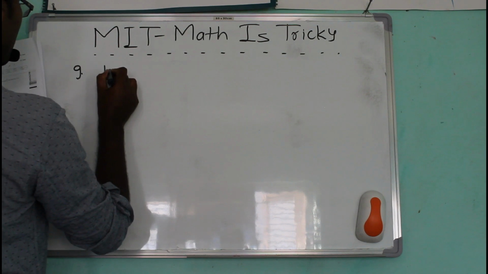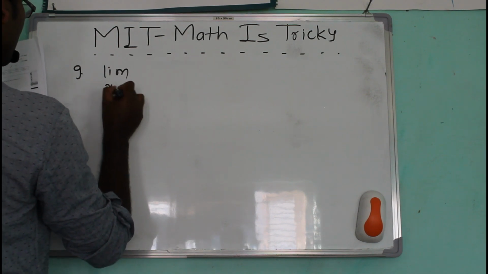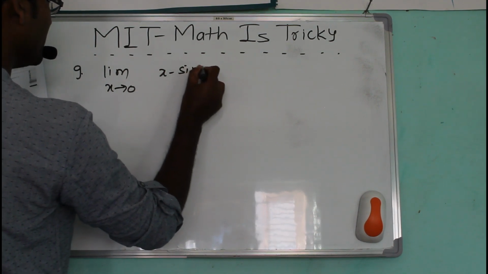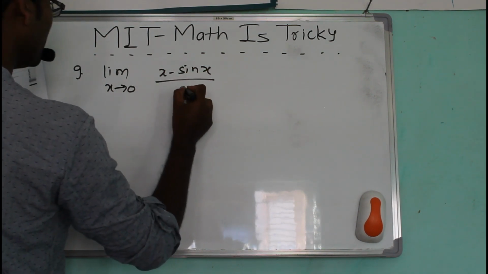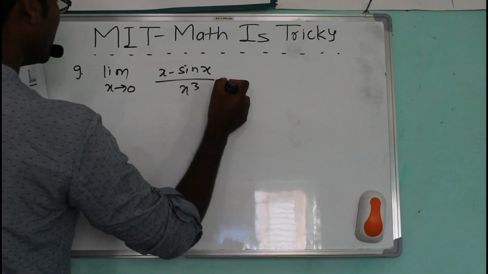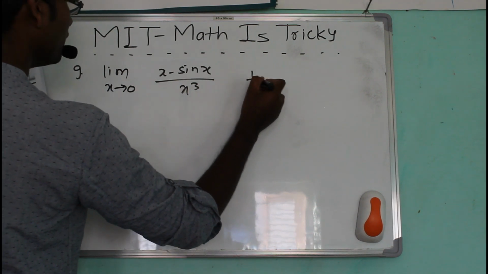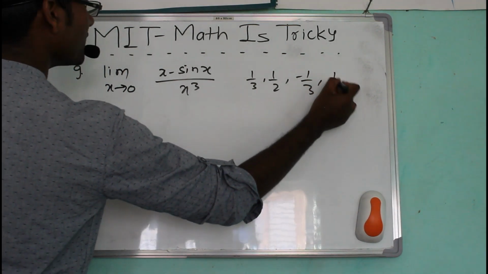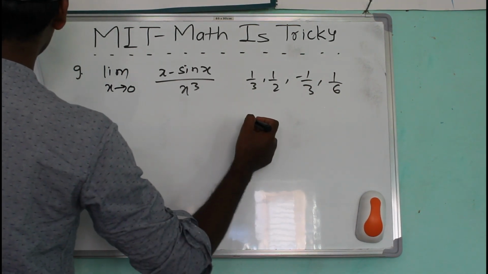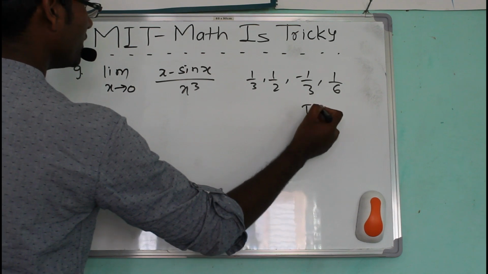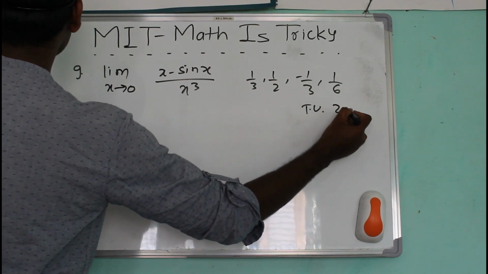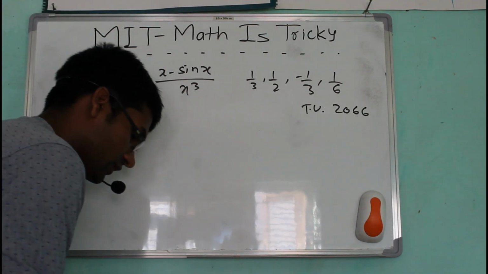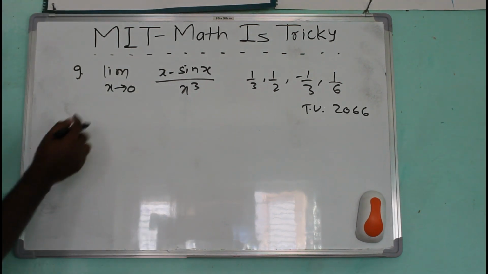So the next question is: limit x tends to 0, (x minus sin x) by x cube. We have to find the value of this. Options are 1 by 3, 1 by 2, minus 1 by 3, and 1 by 6. This is from the TU exam 2066. Now let's see the solution for this, how we solve this type of problem.